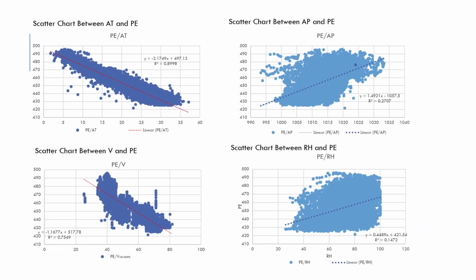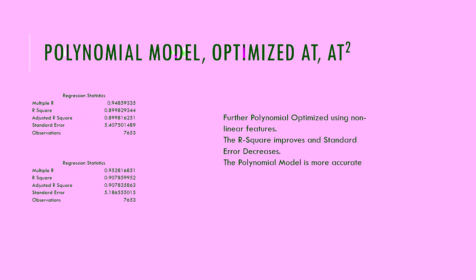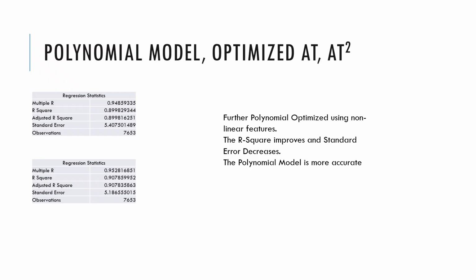I also draw the scatter chart with equation, R-square, and trend line to better visualize the correlation between the four variables, AT, V, AP, RH and PE. To optimize the model, I choose ambient temperature because it is the most significant predictor to PE. The result is with a higher R-square and a reduced residual error, the polynomial model demonstrates improved precision and better captures the underlying data trends.